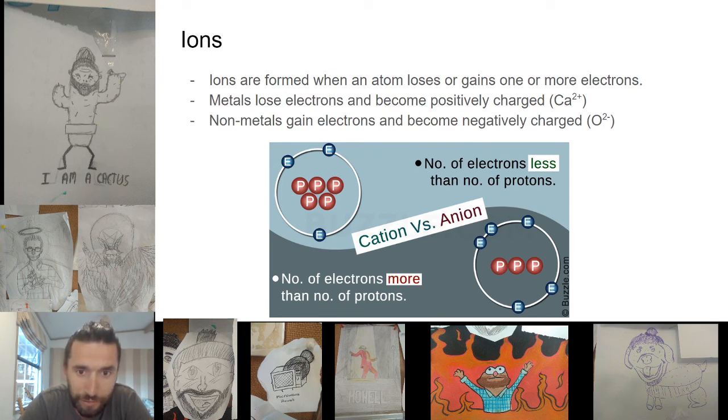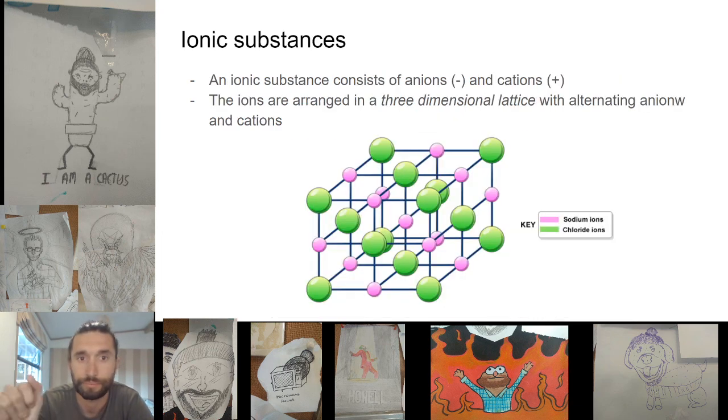If you want to know how to remember cation means positive, you can see the t in cation kind of looks like a plus sign for positive. The opposite is an anion, and that's when an atom gains electrons to become negatively charged. An ionic substance consists of anions, positively charged, and cations, negatively charged. Sorry, other way around. An ionic substance consists of anions, which are negatively charged, and cations, which are positively charged.